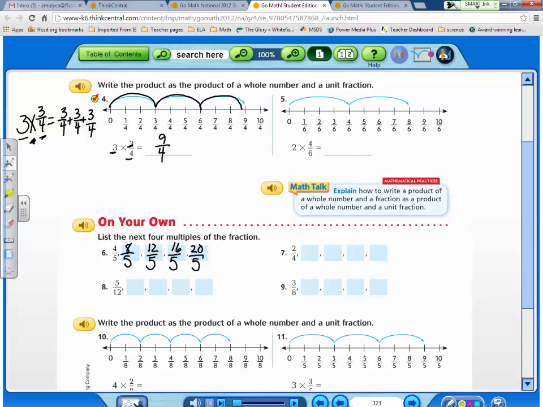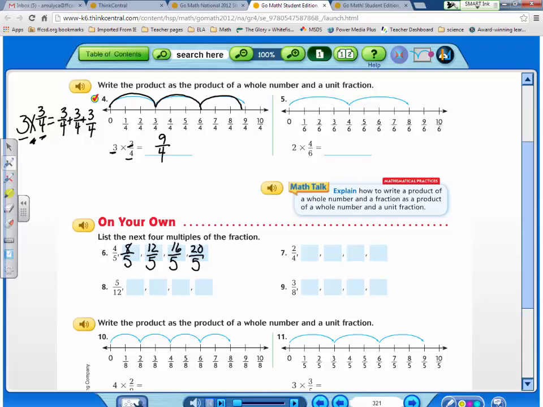I hope these little strategies help. These are just some building blocks to multiplying fractions. It really gives the kids an idea of what we're doing. It ties right into the idea that multiplication is repeated addition, something we learned back in 3rd grade, and they really need to just kind of picture, what am I trying to do? I'm trying to make groups of 3/4.